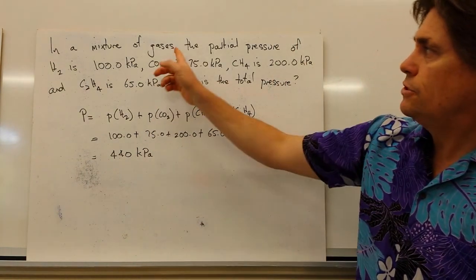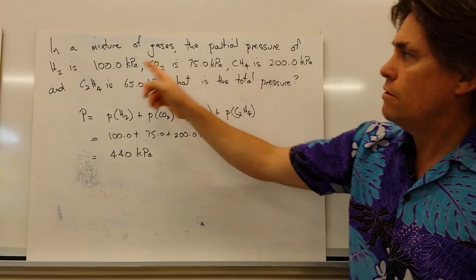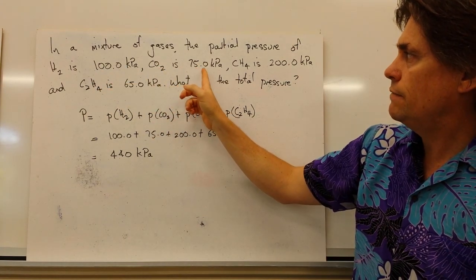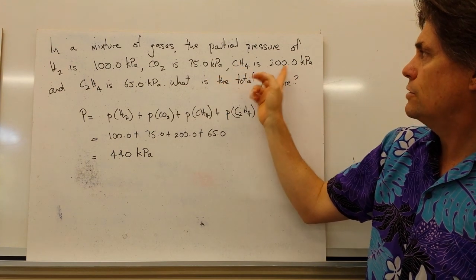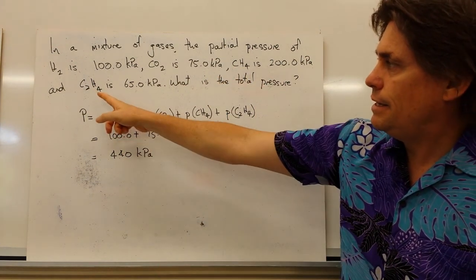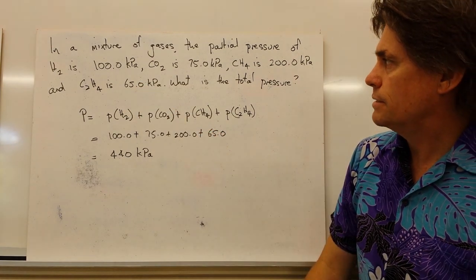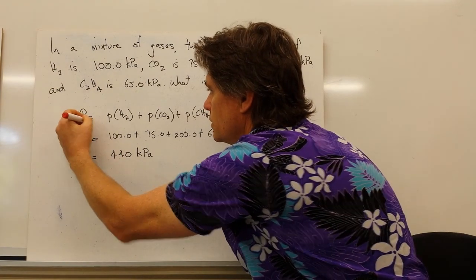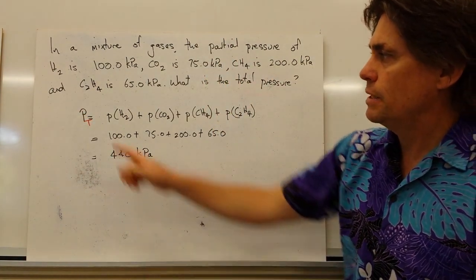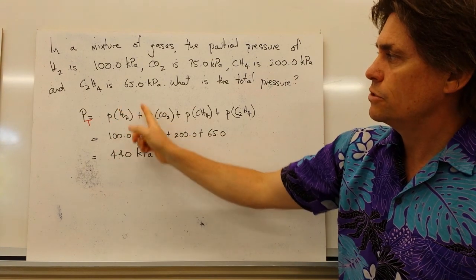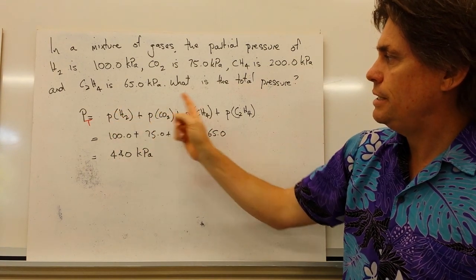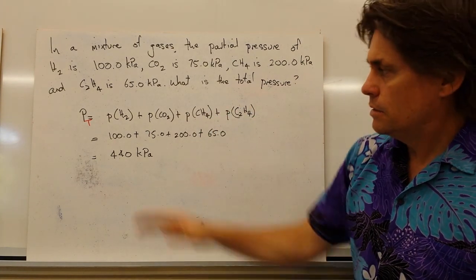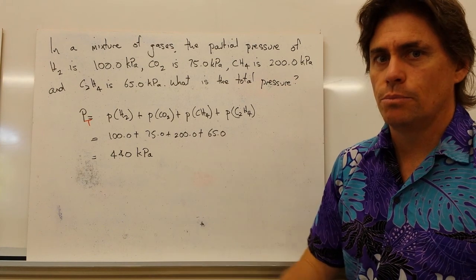So we're told that we have a mixture of gases. The partial pressure of our hydrogen is 100 kilopascals. The partial pressure of our carbon dioxide is 75 kilopascals. Our methane is 200 kilopascals, and our ethene is 65 kilopascals. We want to know what the total pressure is. From Dalton's law, we get the formula: total pressure is equal to the partial pressure of A plus the partial pressure of B plus the partial pressure of C and the partial pressure of D. So we can put in our numbers and get our total pressure.